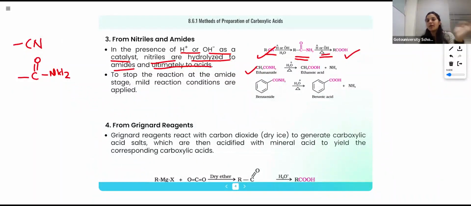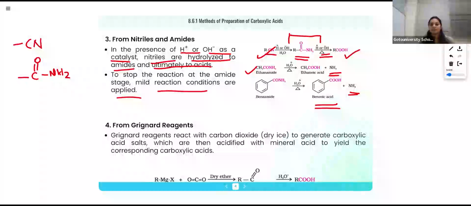See another example, aromatic acids can also be produced by the same method. This is the amide, and when you heat it with H+ or OH-, you get the acid. The byproduct is ammonia in the case of amides. So this is the method of preparation from amides and nitriles. To stop the reaction at the amide, mild reaction conditions are applied. Suppose you don't want to produce acid, you want to produce the amide only. Then you can stop the reaction here by using mild reagents.